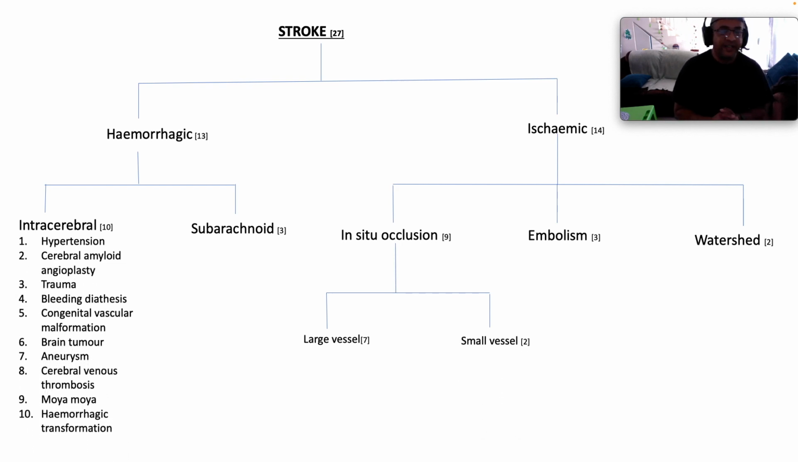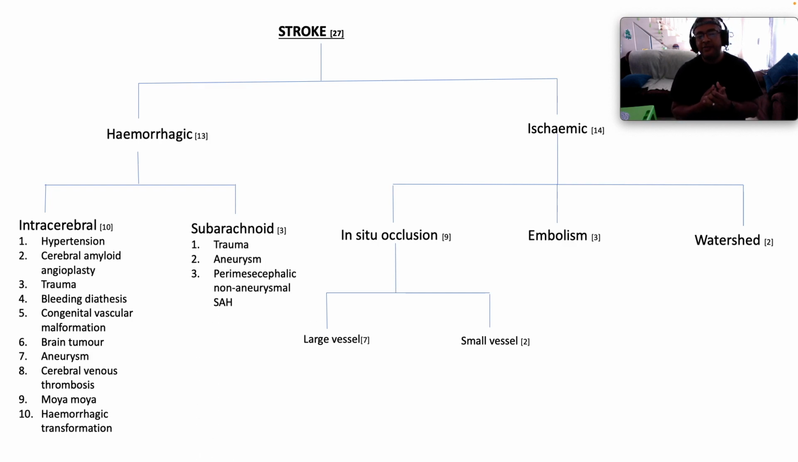So hemorrhagic strokes, guys, there's a whole lot of intracerebral causes. Hypertension, especially in the setting of hypertensive emergency. Those patients often come in with encephalopathy and seizures. Cerebral amyloid angiopathy, head trauma, bleeding diathesis from whatever cause, congenital vascular malformation, brain tumor, aneurysm, especially berry aneurysms in autosomal polycystic kidney disease, cerebral venous thrombosis, moyamoya, and hemorrhagic transformation of an infarct. Subarachnoid causes of hemorrhage can be due to trauma, aneurysm, and the perimesencephalic non-aneurysmal flavor of subarachnoid hemorrhage.